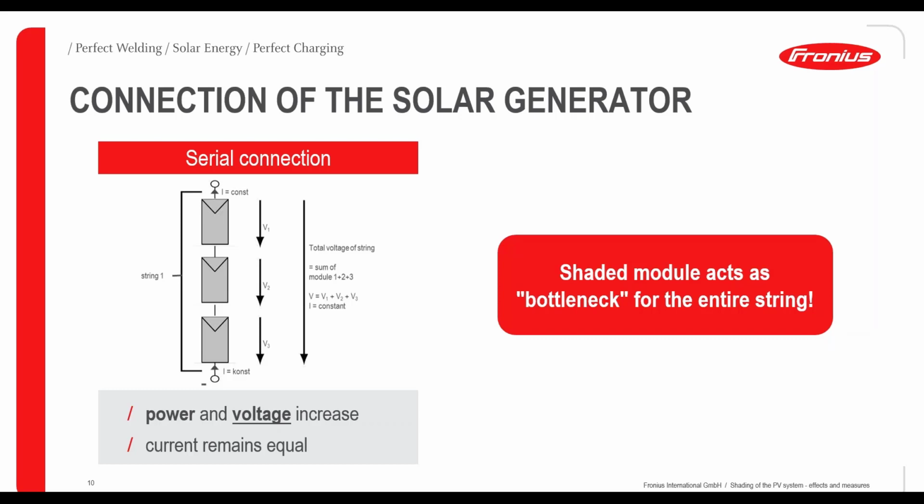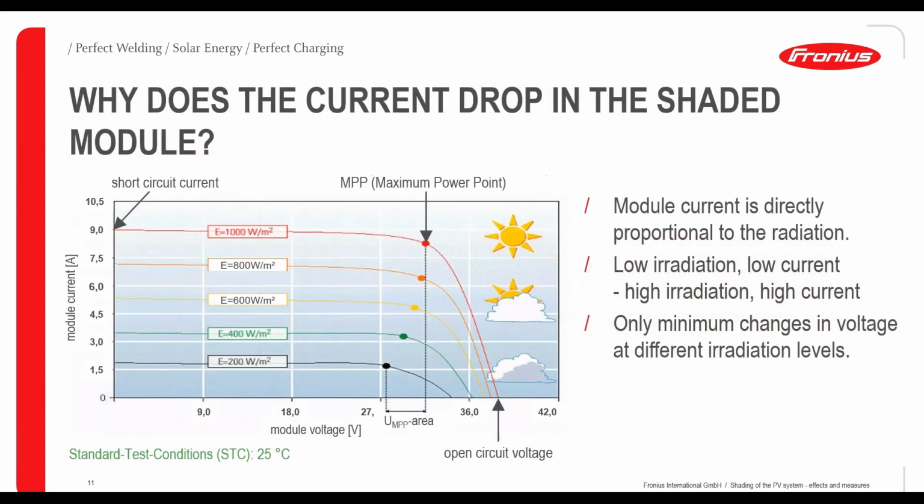So actually now the question may arise, why is there a different current at all? We can answer that pretty simply with this schematic we can see here on this slide. We have here a schematic with module current on the y-axis and module voltage on the x-axis with different irradiation. For example, with the red line, we can see 1000 watts per square meter, which is actually the standard test condition for every module. And with this irradiation, we would have 9 amps and let's say 38 volts.